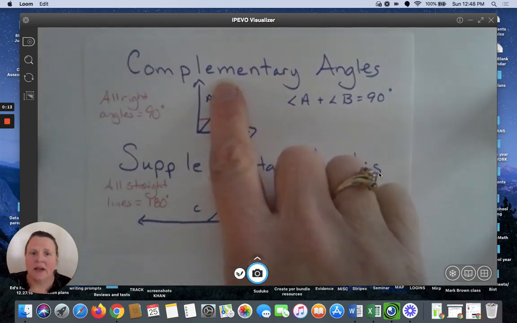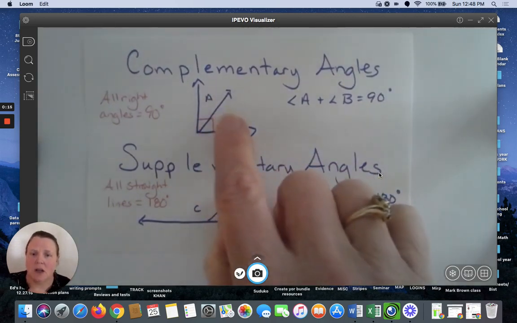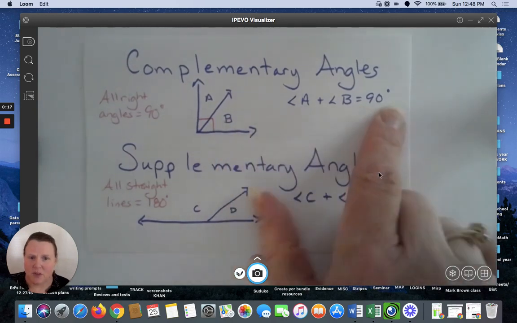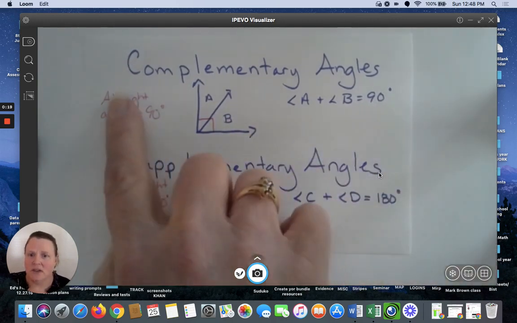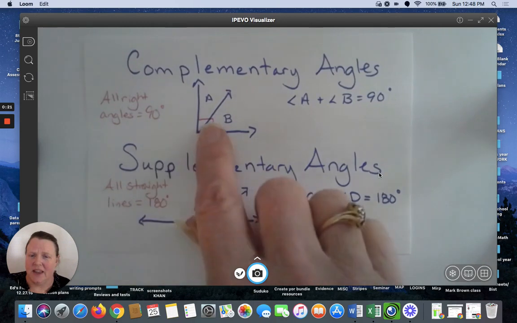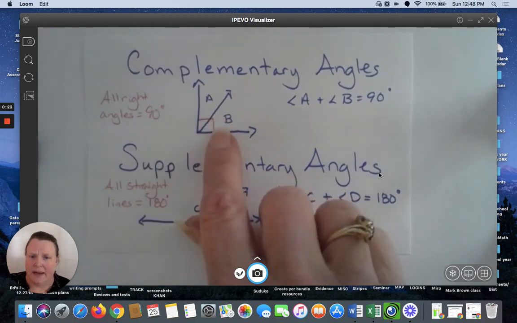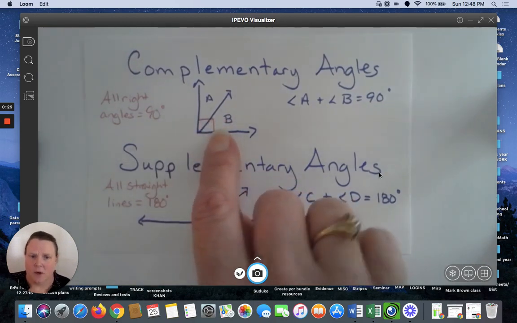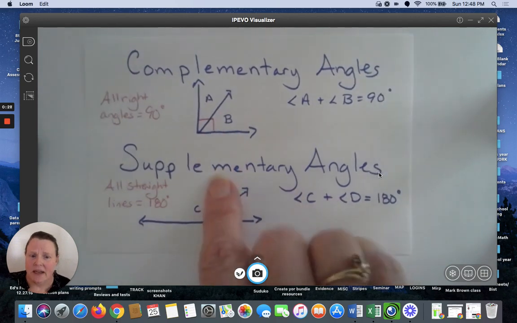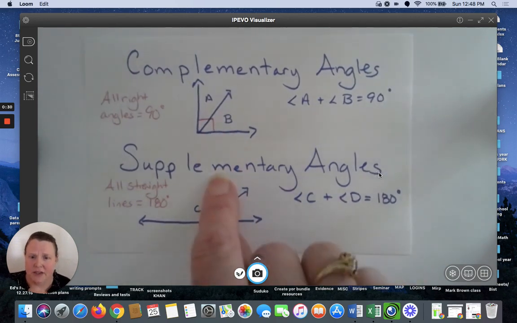So complementary angles would be two smaller angles that add up to make a perfect right angle. And all right angles are 90 degrees, and they are shown by this little right angle symbol right here in the corner. Supplementary angles are two complementary angles added together.